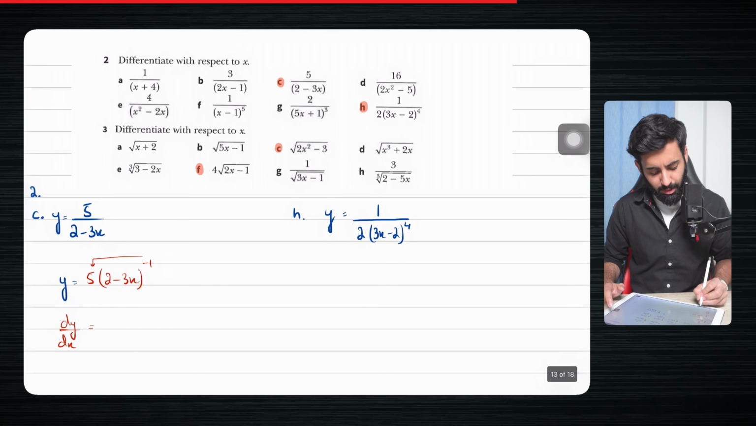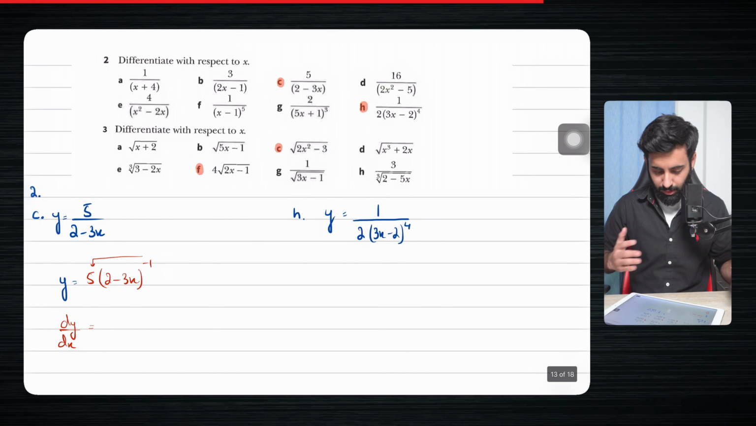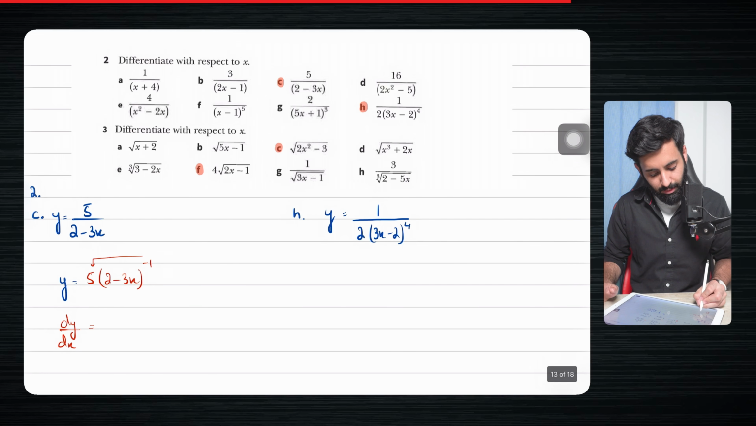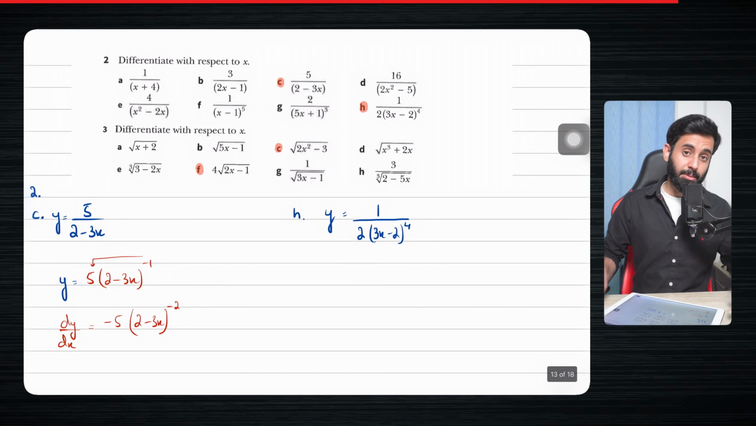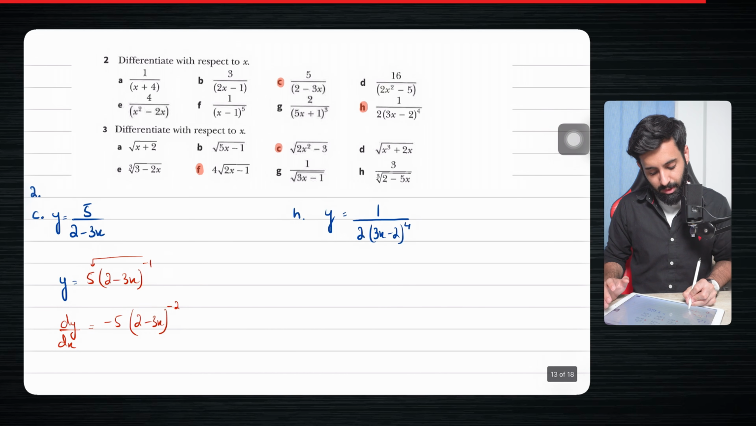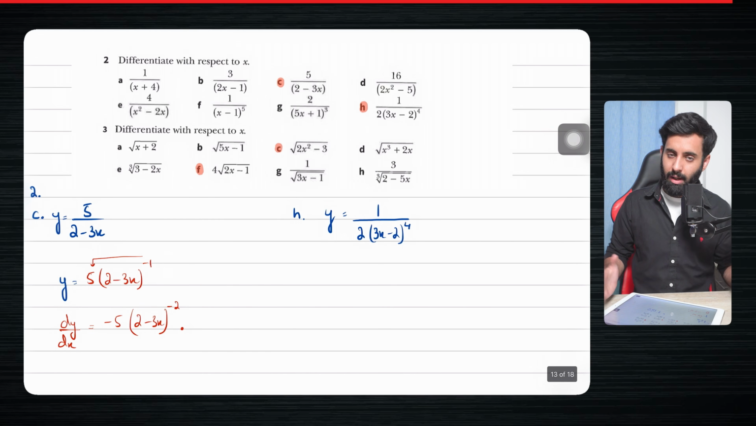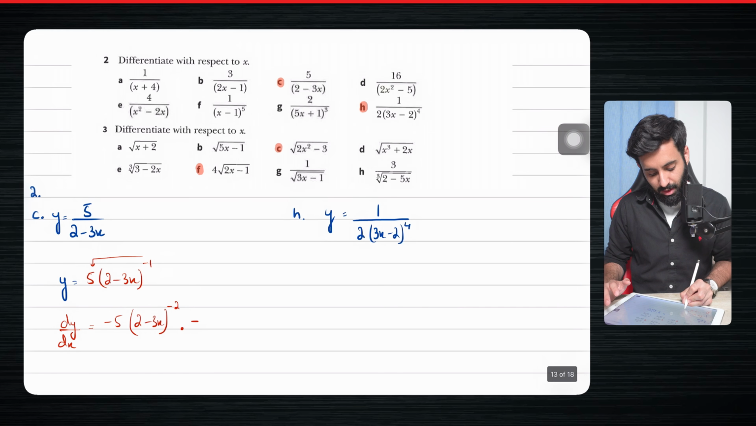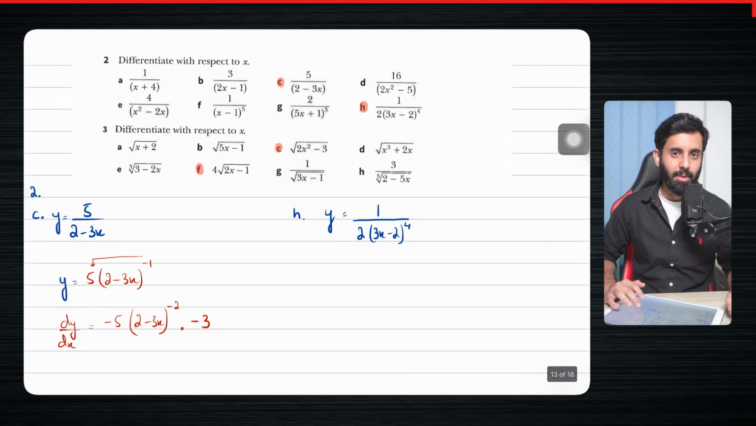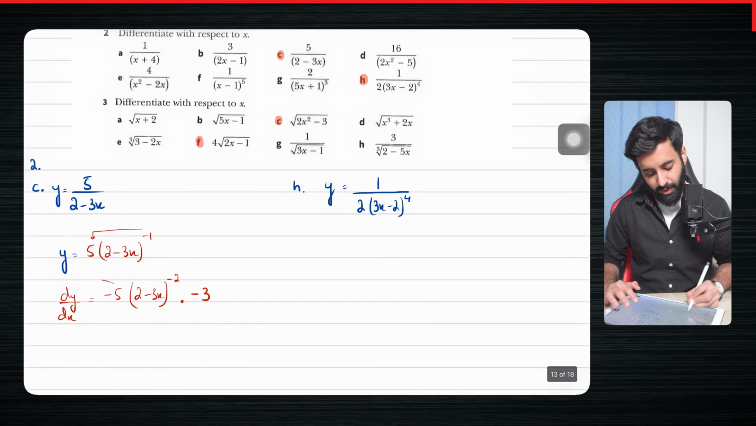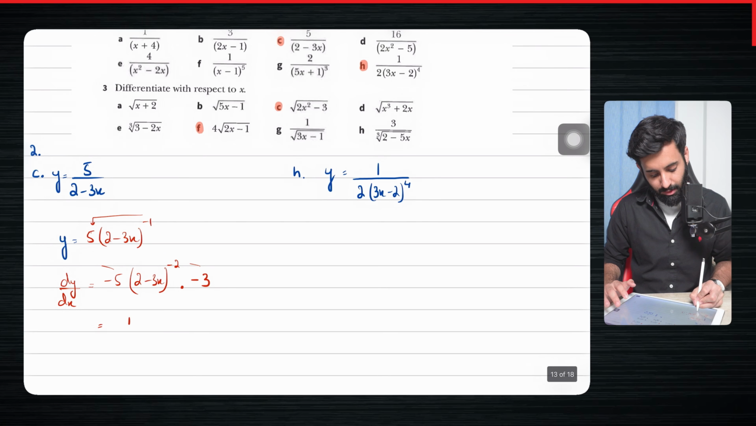All you got to do is multiply the power by the number that you have outside the bracket, which is 5. So that becomes minus 5. And then you have 2 minus 3x, you reduce the power by 1, so it becomes minus 2. And then you multiply it by the differential of the expression inside the bracket, which is 2 minus 3x, the differential of which is going to be minus 3. Now minus 5 and minus 3 can be further multiplied, so that becomes 15. And then you have 2 minus 3x, the whole thing squared.